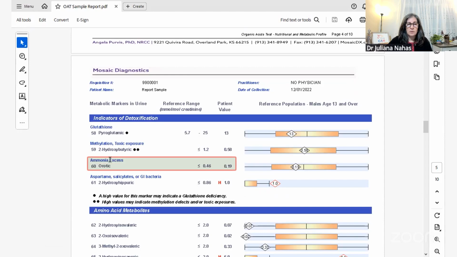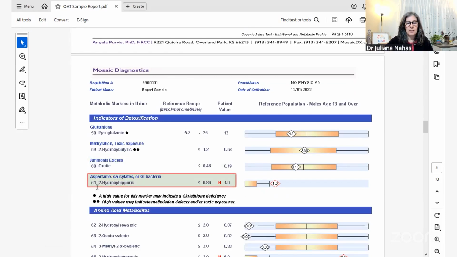Ammonia is an important marker because it's like a side circle to the Krebs cycle. It's a little bit of an offshoot. And if you have a lot of ammonia, you're gonna intoxicate the liver and the brain. So we wanna make sure that there's not excess of ammonia floating around our system because that's highly toxic to both the brain and the liver.